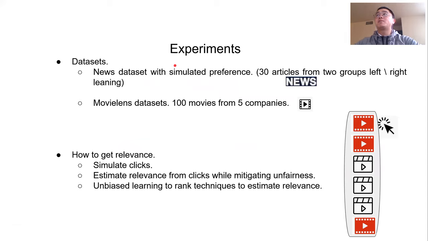Of course, we did some experiments to evaluate our method. There are two data sets. One is the news data set with simulated preference. There are 30 articles from two groups, left-leaning and right-leaning. We also pre-processed the MovieLens data set to get 100 movies from 5 companies. In this paper, we simulate clicks and infer relevance from the clicks by using unbiased learning to rank techniques.